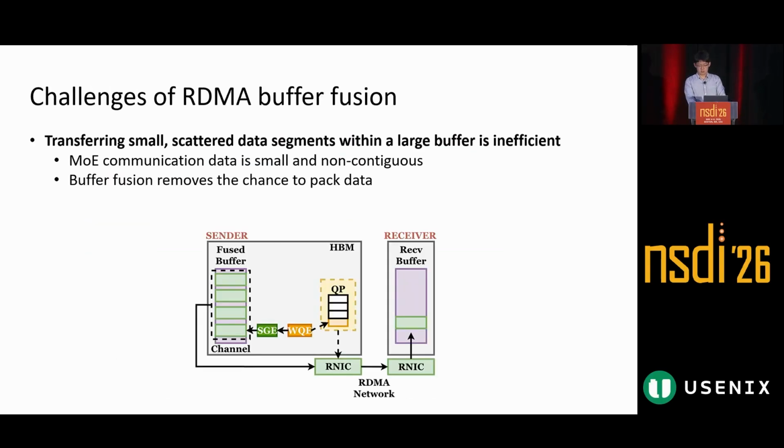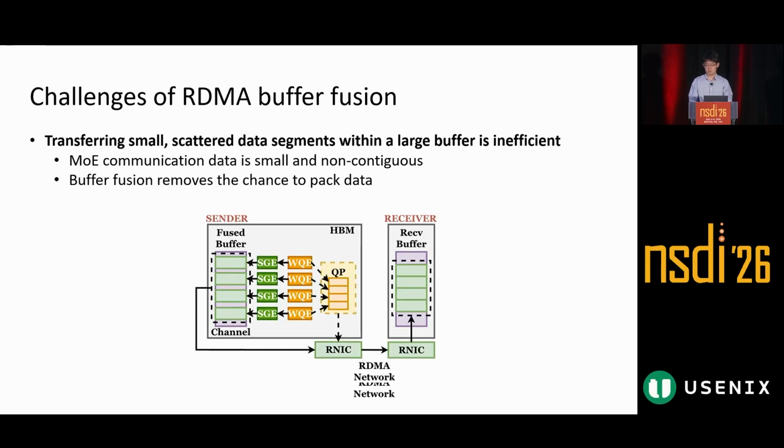However, fusion is not free. It creates our first challenge. MoE communication data is small and scattered. In traditional designs, these small pieces can be packed into a continuous communication buffer. After fusion, that packing opportunity is reduced. The challenge is especially serious because the hidden states, routing weights, and expert indexes are all laid out differently. If we send each fragment separately, control overhead rises quickly and transmission efficiency drops, just like this animation shows.